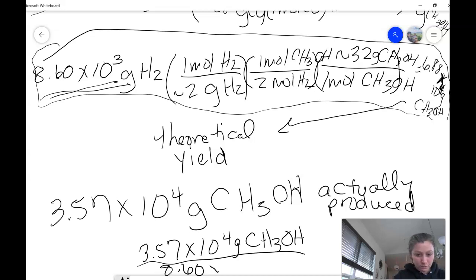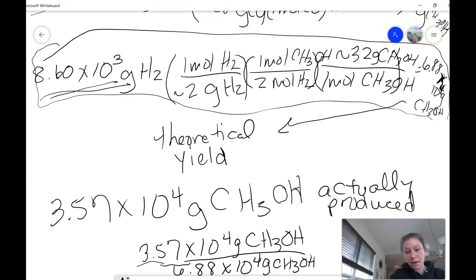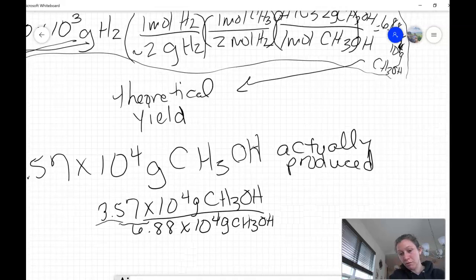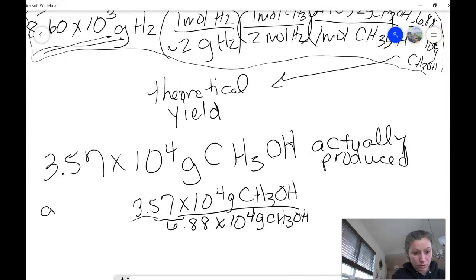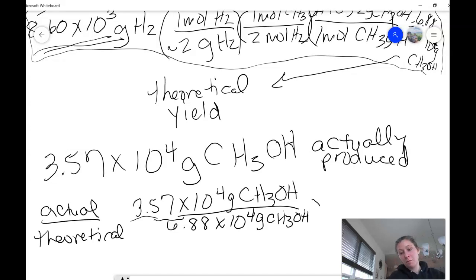oops, I wrote the wrong number. The 6.88 times 10 to the 4th grams of methanol. And that's right now a ratio of actual versus theoretical. That's just a ratio. If I multiply that by 100, I can actually get the percentage.